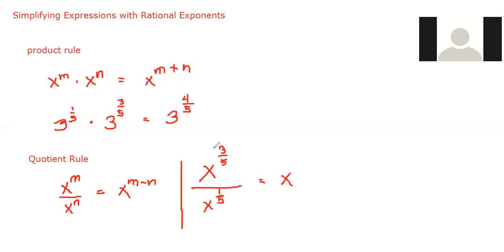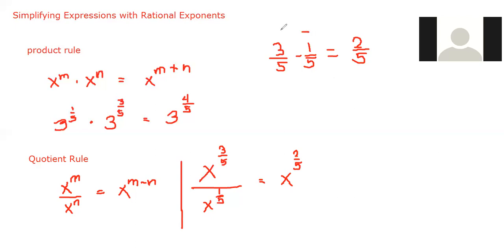Then, 3 over 5 minus 1 over 5. Pag-minus na natin yan, 3 minus 1, that is 2. Then, over 5. So, magkaroon tayo ng 2 over 5. So, x is raised to 2 over 5. Okay? Yan na yung sagot natin.